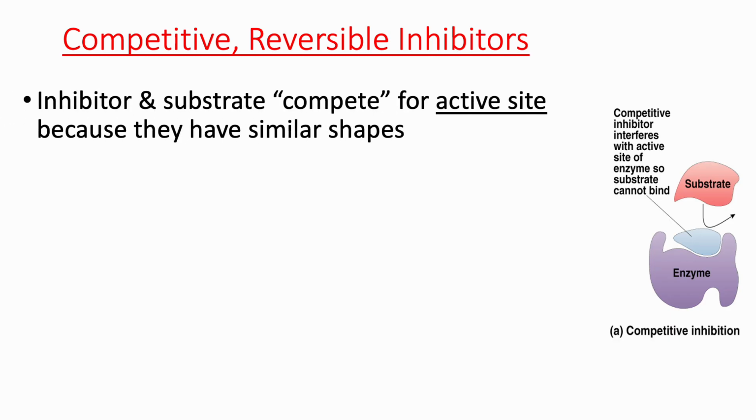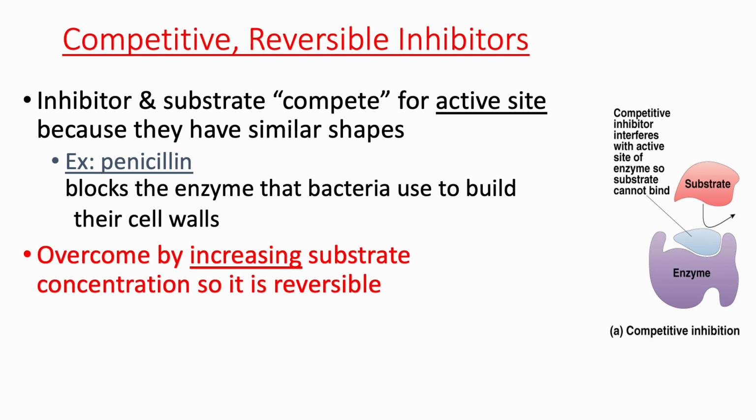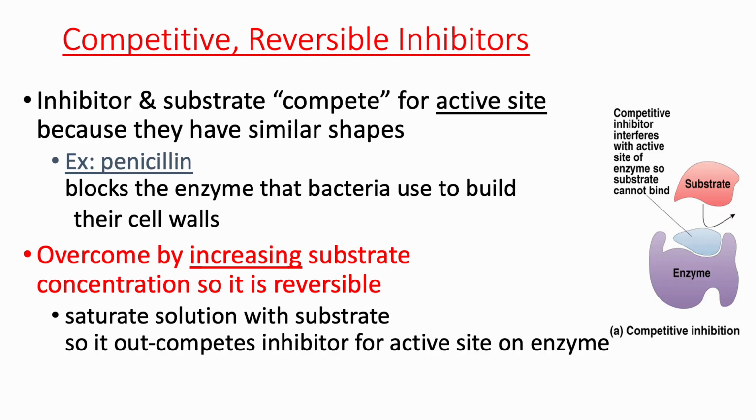Competitive reversible inhibitors: the inhibitor and the substrate compete for the active site because they have similar shapes. In the case of penicillin, an individual takes penicillin. The penicillin blocks the enzyme that bacteria use to build their cell wall. The bacteria are not able to survive without the cell wall. Increasing the substrate concentration makes it reversible, saturating a solution with substrate so it can outcompete the inhibitor for the active site on an enzyme.